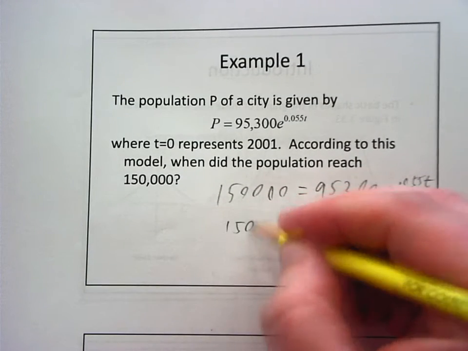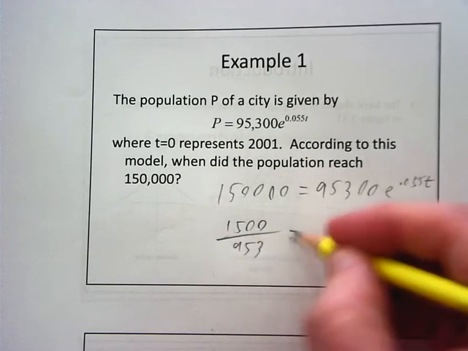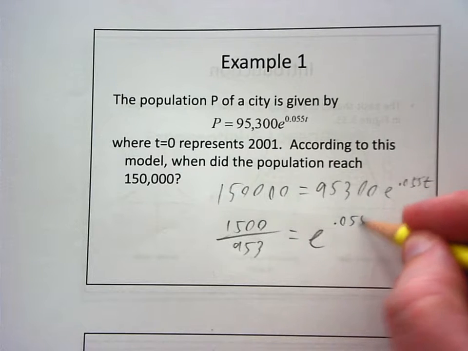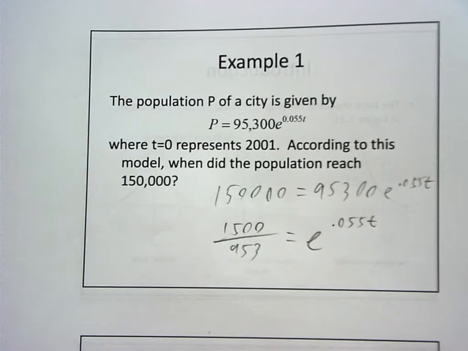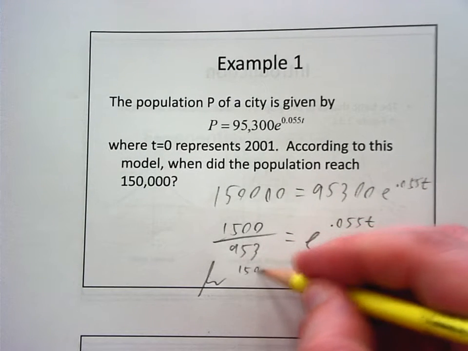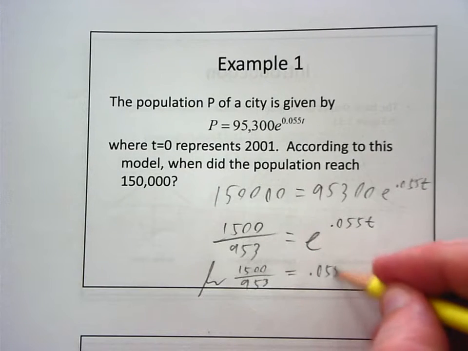So you get 1,500 over 953, just to simplify it a little bit, equals e to the 0.055 t. And honestly, I would leave these fractions as improper fractions. Don't give the decimals halfway through, otherwise you will hit rounding errors. Then what? ln on both sides. Cancels on the right, giving you 0.055 t.